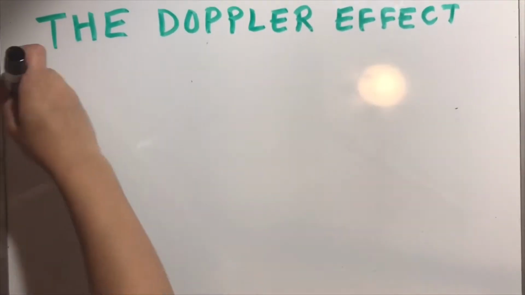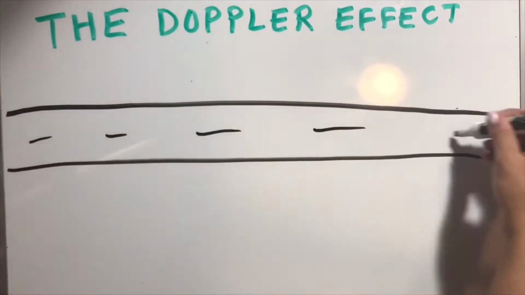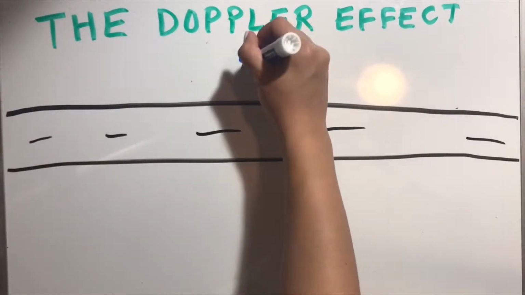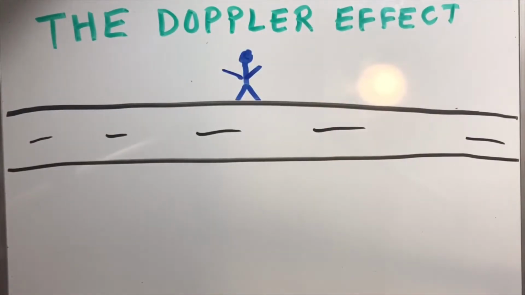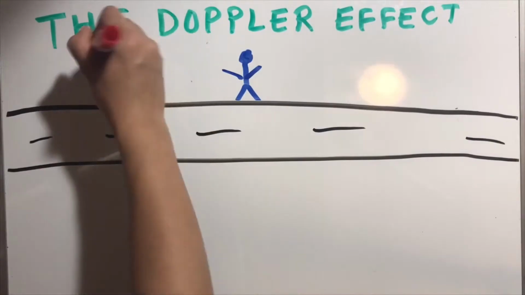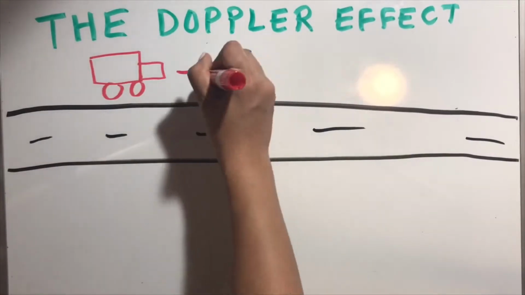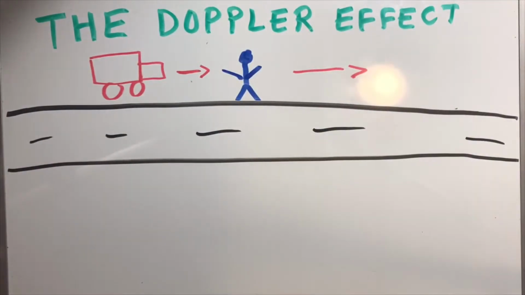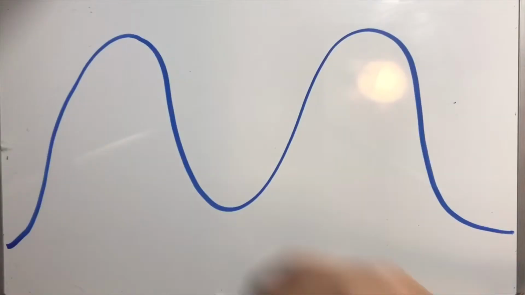Say that you are standing in the middle of a road as a car drives by and honks its horn. To you, it may sound something like this. However, from the perspective of the driver, the pitch sounds the same the entire time.